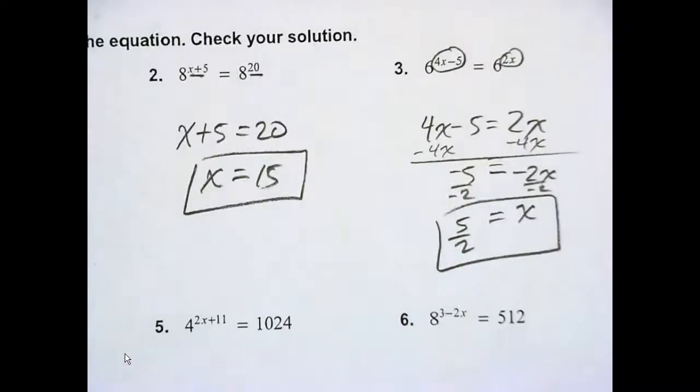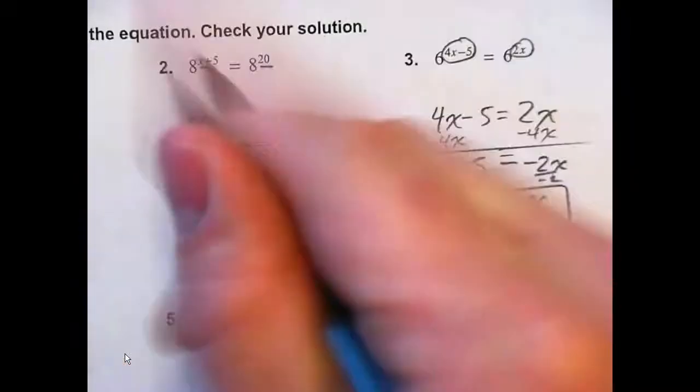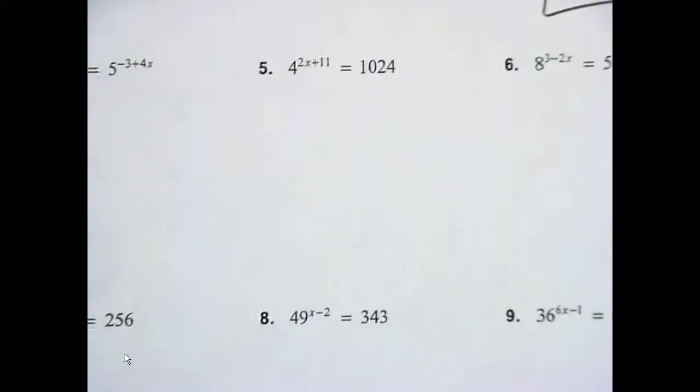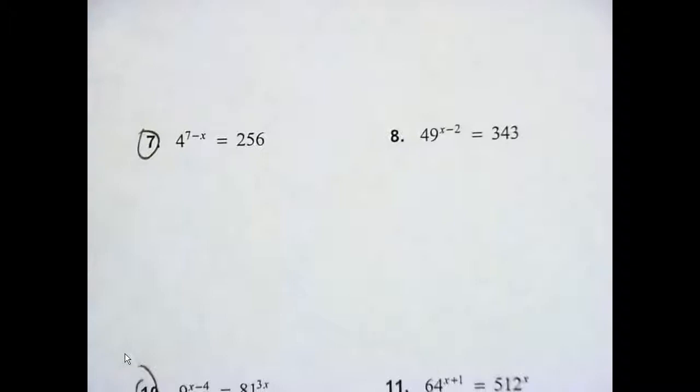That's a good question. That's what I would be asking too. How do I do it when the bases aren't the same? So let's go to number 7. Bases are not the same. When the bases are not the same, our goal is to find a common base. Okay? So if the bases are not the same, find a common base.